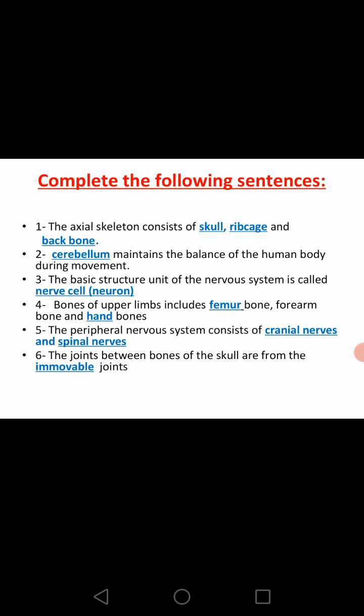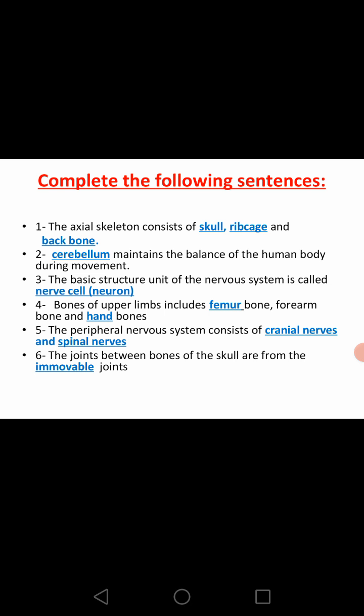Excellent, cerebellum. Number 3. The basic structural unit of the nervous system. The structural and functional unit of the nervous system is the nerve cell or neuron. Number 4. Bones of the upper limbs include the humerus bone, forearm bones, and hand bones. Number 5. The peripheral nervous system consists of cranial nerves and spinal nerves.